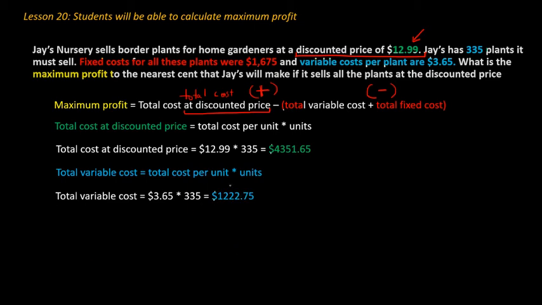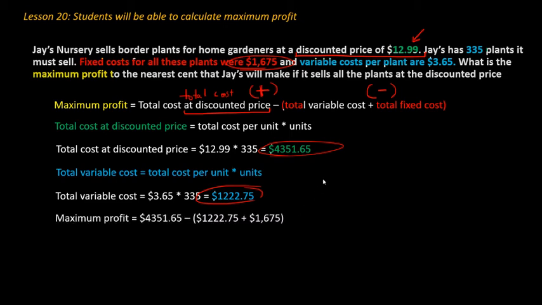So now we know his total variable costs, his total fixed costs, and we know how much money he could possibly make if he discounts and sells out. Now we just set up our maximum profit equation. His total cost, the total money he would make by selling the plants at that price, minus his variable and fixed costs. So simplifying, the maximum profit he could make is $1,453.90.